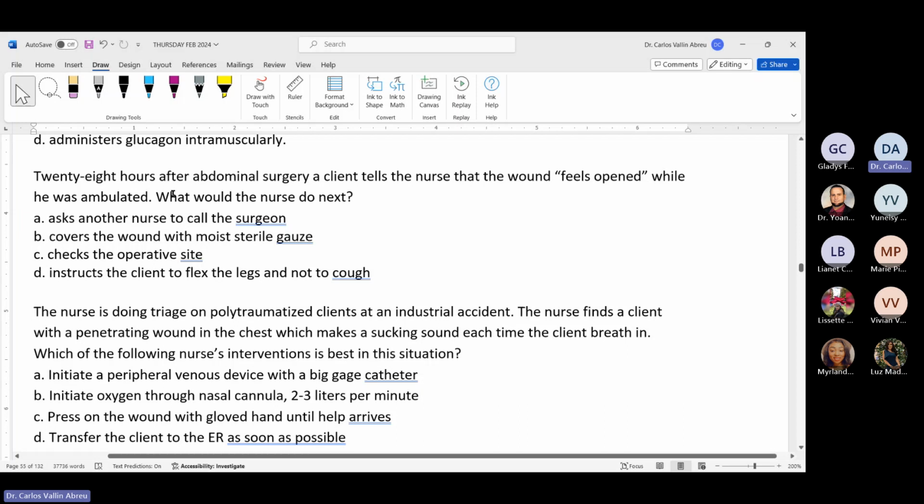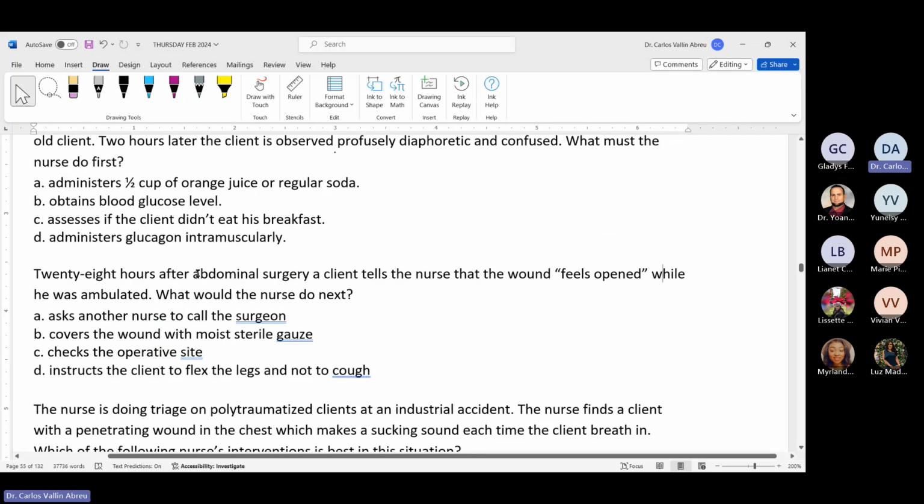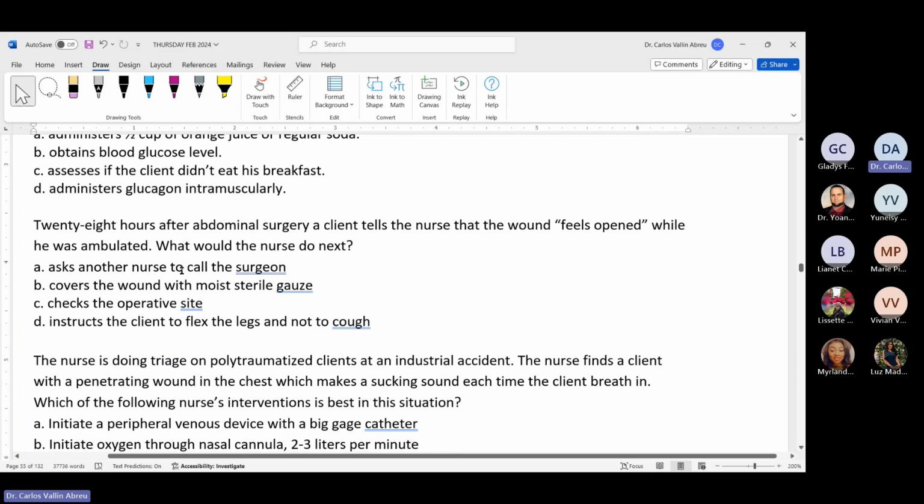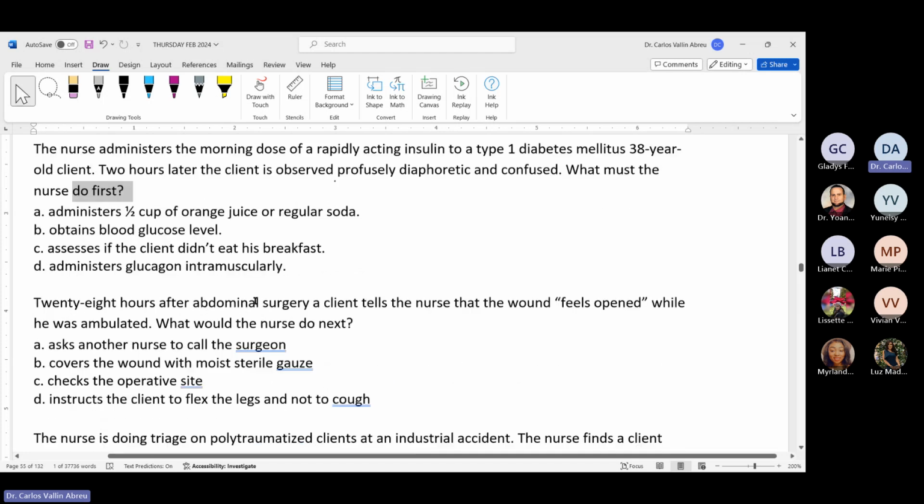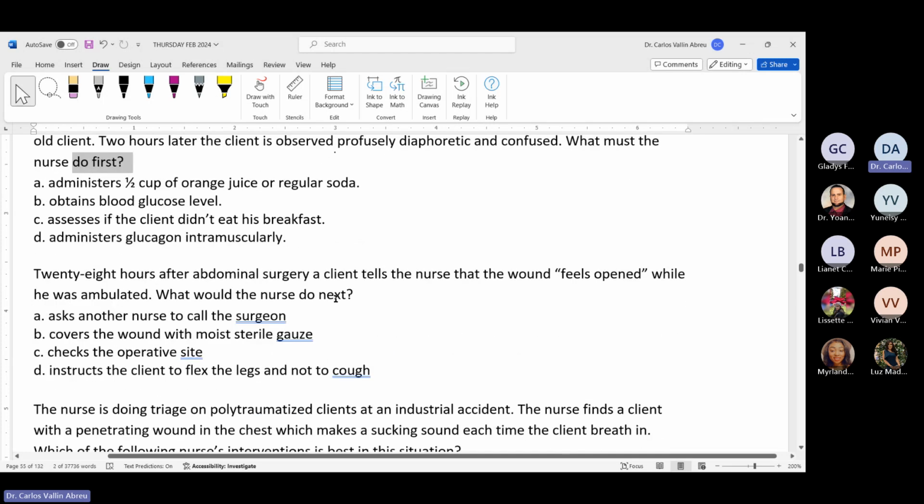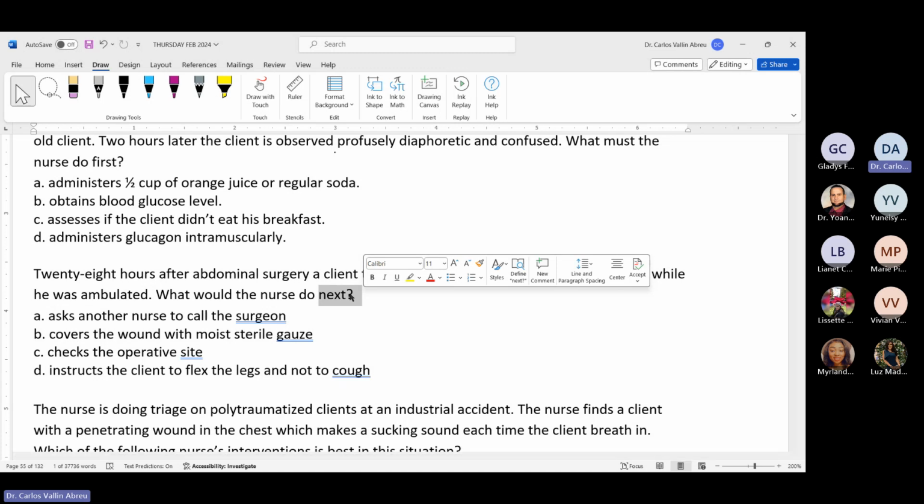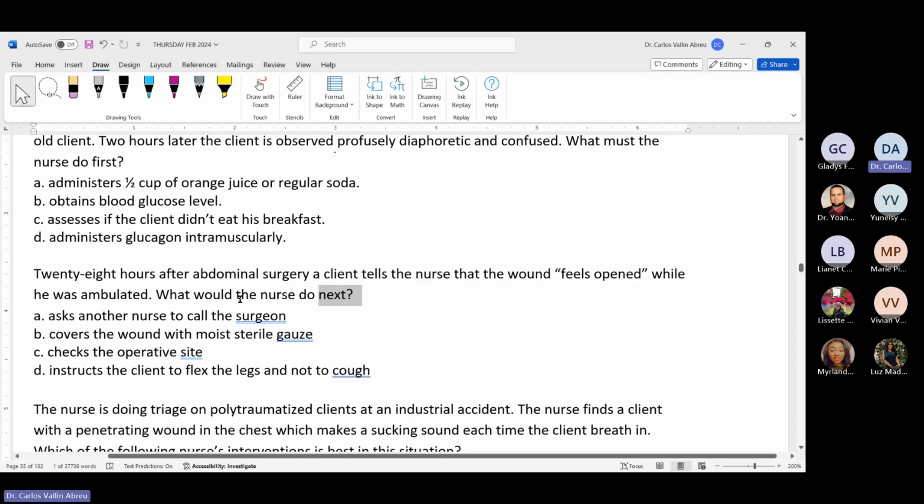And then I have another question, one after the other, that is in some ways similar. What would the nurse do next? In this case, the word is next instead of first. But for test purposes, at least from my point of view, they are synonyms. They are the same. First and next is the same. So you can exchange next for first, and it's the same meaning. What you do first, what you do next.